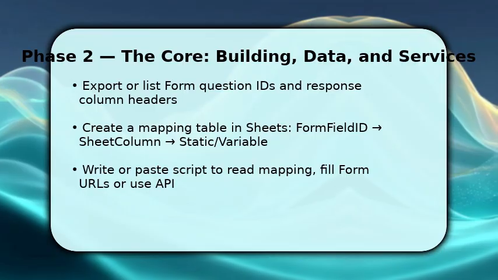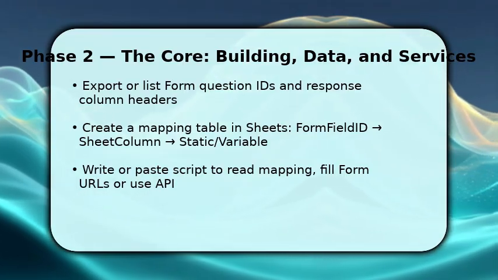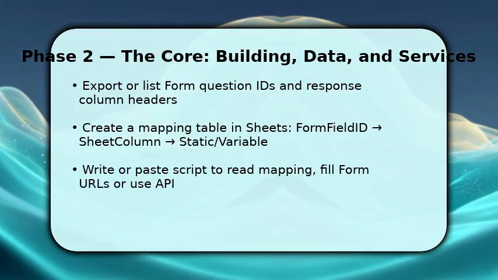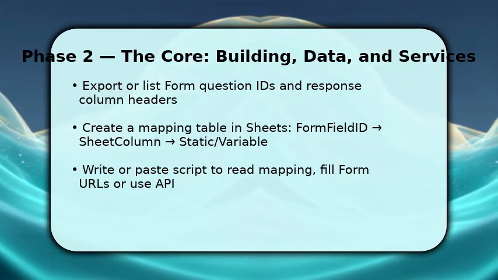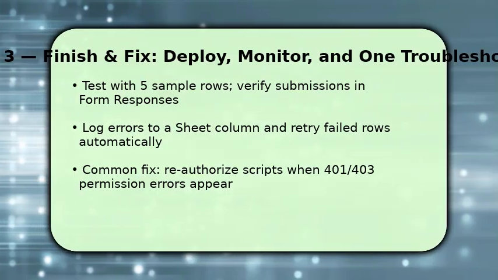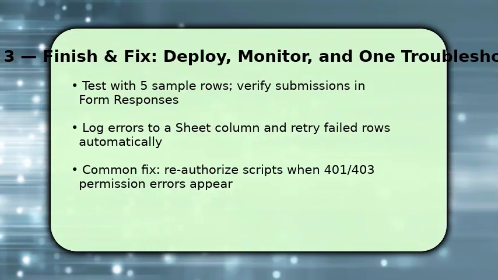Make sure to add small delays or batching if you process hundreds of rows. This prevents rate limits and keeps your automation stable. You finish by executing a controlled test. Run the autofill for 5 sample rows and confirm each submission appears in the form responses sheet.